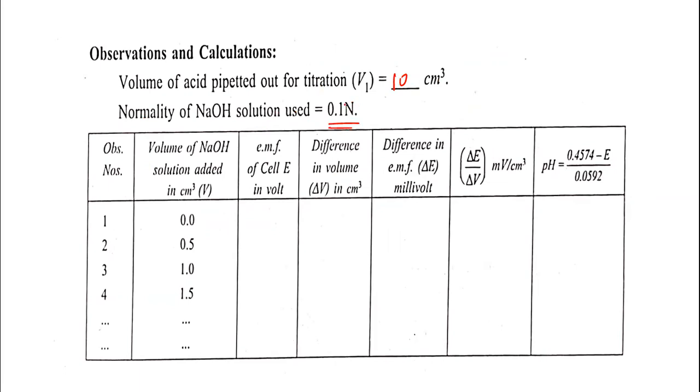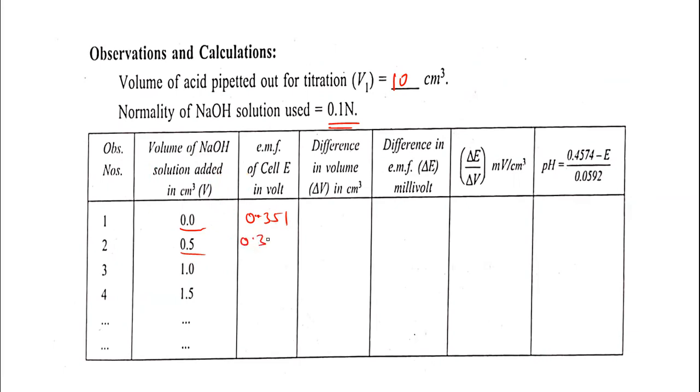In a burette, we have taken 0.1 normal NaOH solution, and we are adding that NaOH solution from the burette into the solution of HCl. Potentiometrically, we are going to titrate that HCl solution with NaOH by measuring the EMF of the cell. See observation number 1: without addition of NaOH, suppose we are getting the reading 0.351 volt. Then add 0.5 ml of the NaOH from the burette.